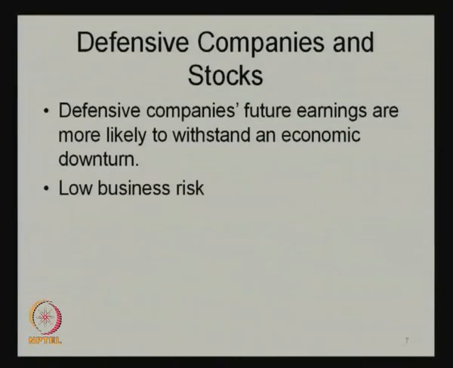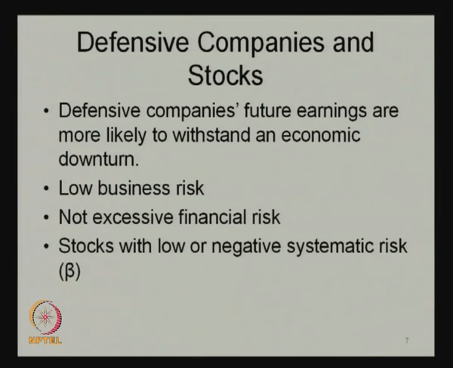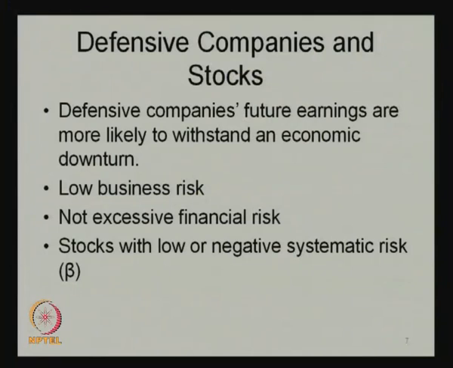So, what we mean here is that if something is going to happen in future, like an economic downturn, these companies are not going to suffer like the economy; they will be suffering less than the economy as such. Typically, if the company stock is also a defensive stock, the stock will have a lower or negative systematic risk, which is represented by beta as per CAPM, and these companies will also have low business risk and quite likely not excessive financial risk.